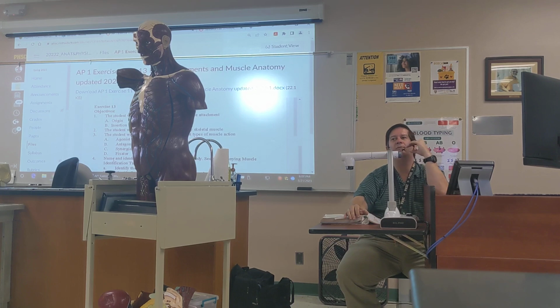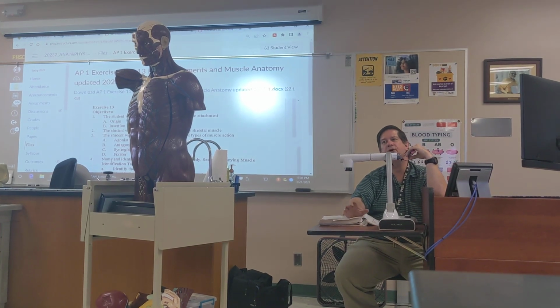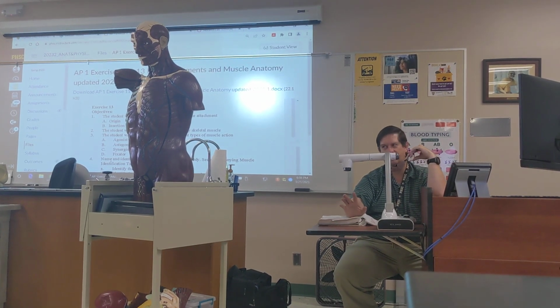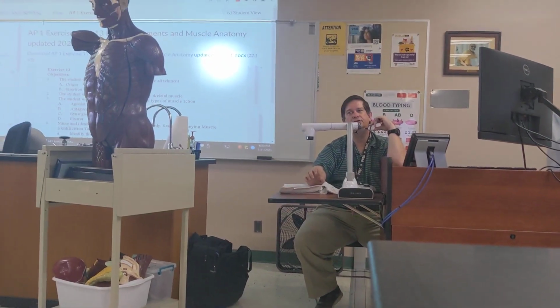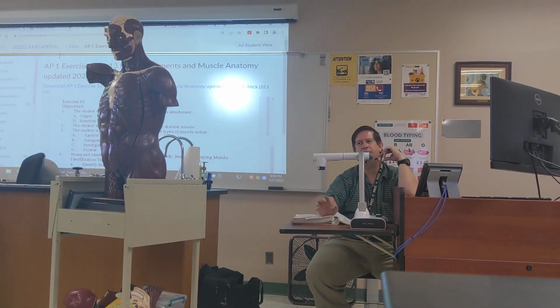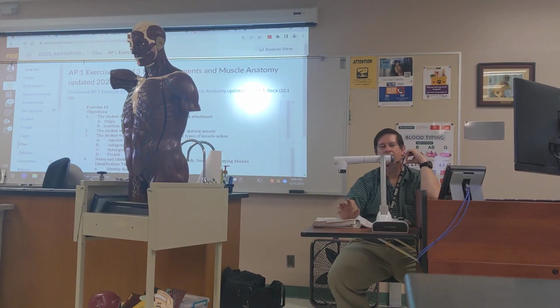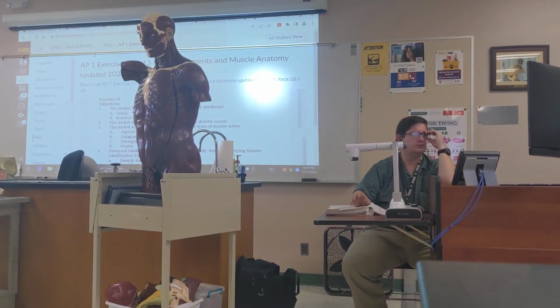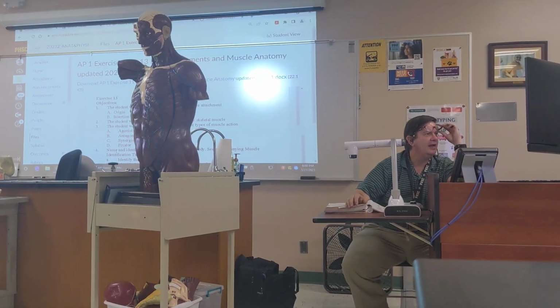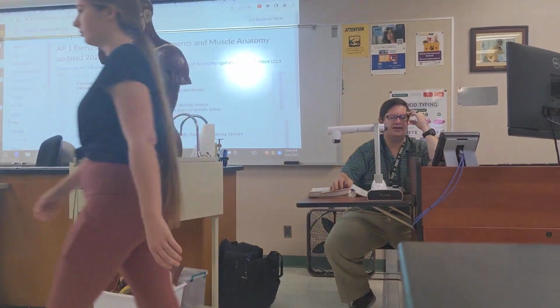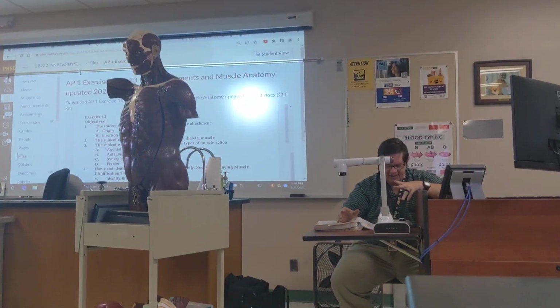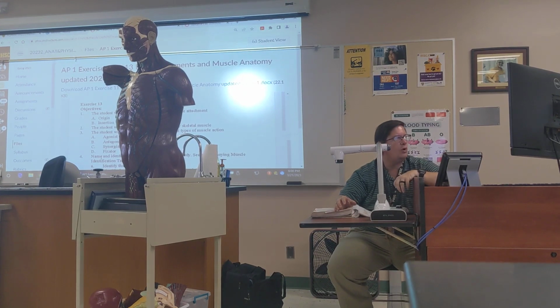Origins are the end of a muscle or a ligament attached to the part that moves less. I see nodding. Good. I like that. The insertion is the attachment to the end that moves more. All right, so that's origins and insertions. You need to know that. And it says you need to know ways to classify skeletal muscle. We have these listed here on 194.